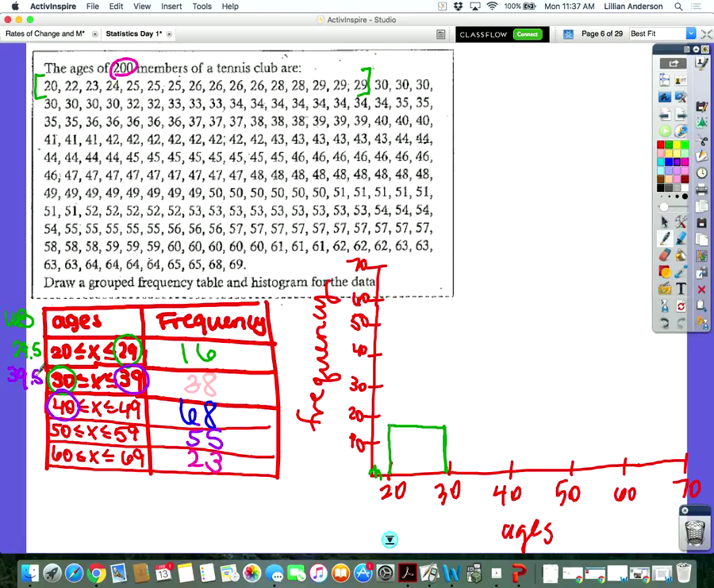So the next one's going to be 39.5. You'll start at the last lower bound, which is 29.5, and go to 39.5. And this pattern continues. Halfway between 49 and 50, that's 49.5. So you start at the last one and keep going. And this just continues. 59.